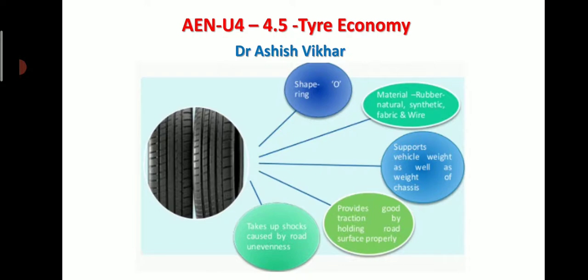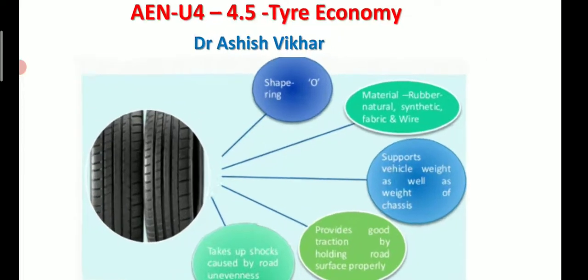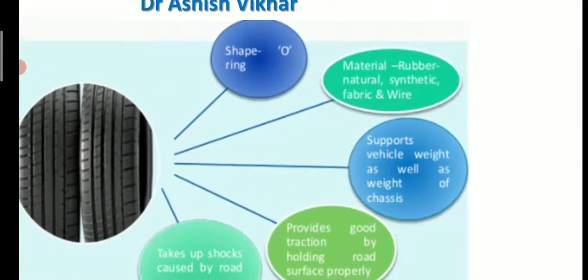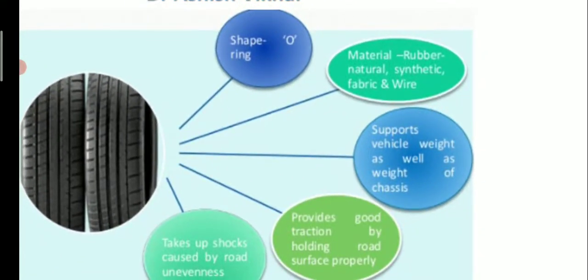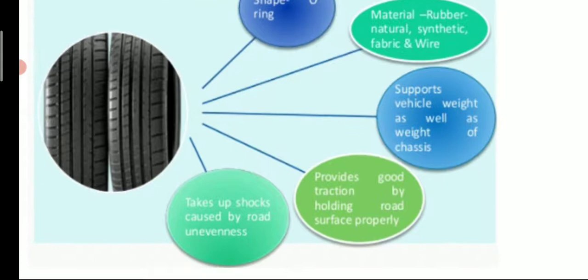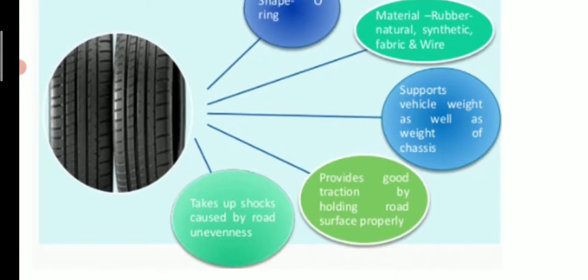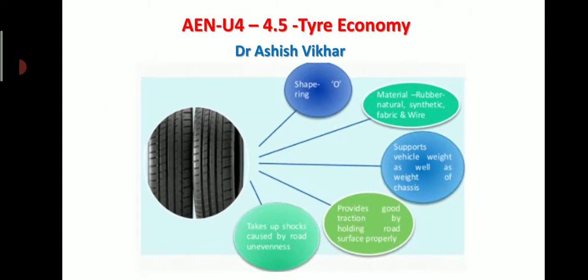I am revising again. It is in the shape of an O ring and its material is rubber, natural rubber, synthetic fabric and wire. It supports the vehicle weight as well as the weight of the chassis. It provides good traction by holding the road surface perfectly, and it takes up shocks caused by road unevenness. So these are some of the functions.